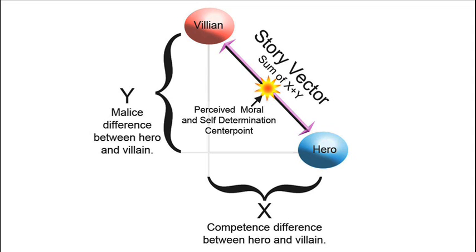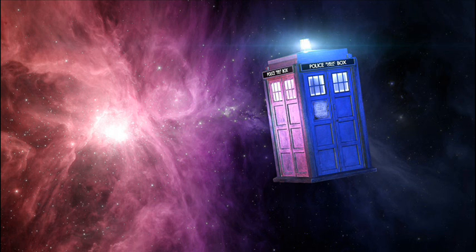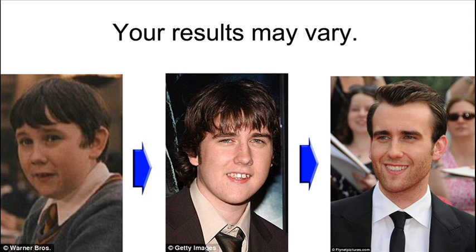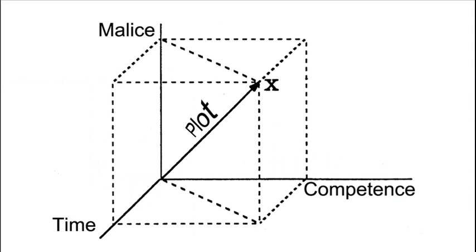But this is not the only part of our story, because there's one more thing we have to add to our chart. We have to add the factor of time. Stories are not usually about heroes standing still. They're about a hero changing over a period of time. When you add the factor of time, you then go from a story vector to a plot.